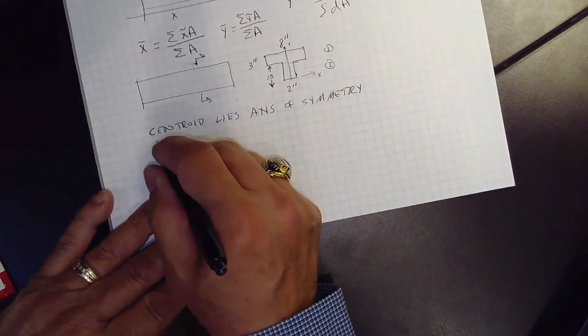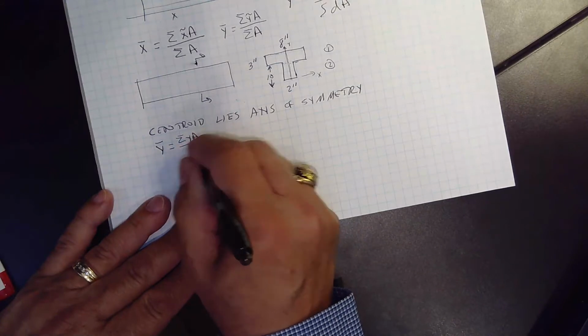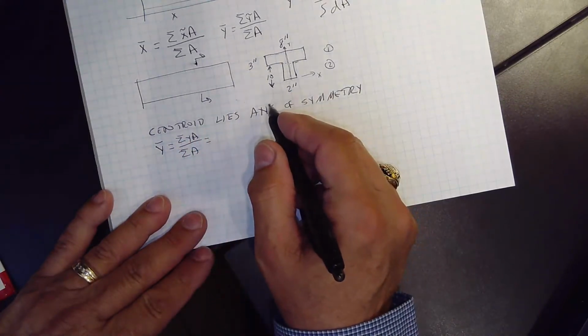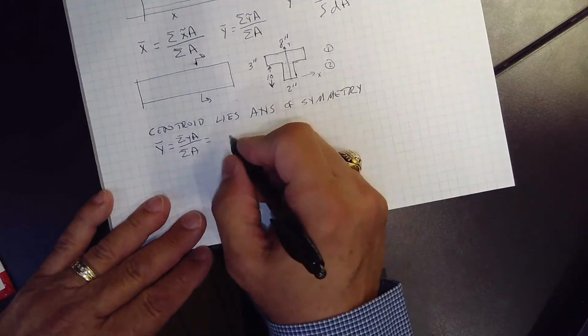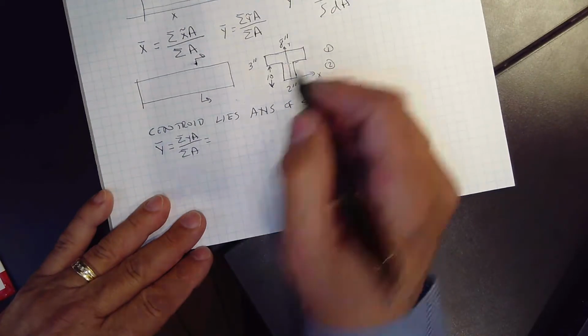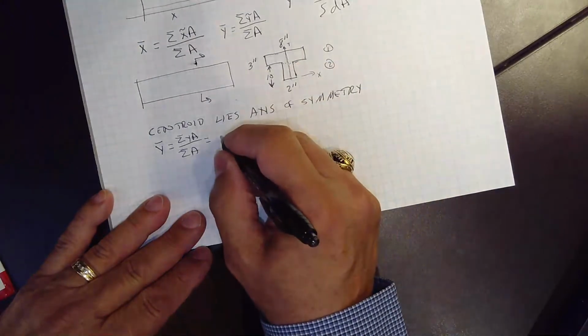So let's figure out what that is. We'll say y bar is equal to, of course, the sum of y times A over the sum of A. And so that's going to be equal to the first one, where the y distance is going to be 11.5, right?